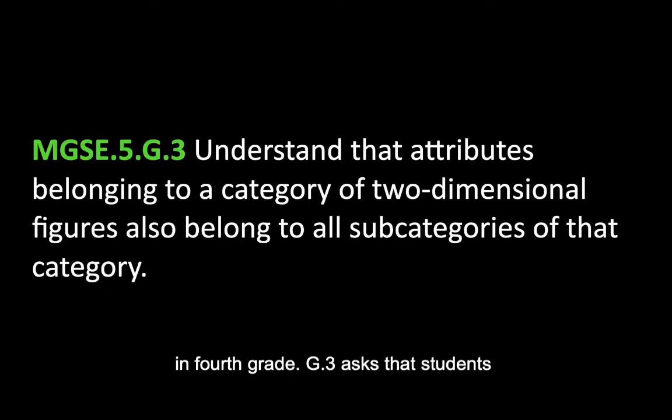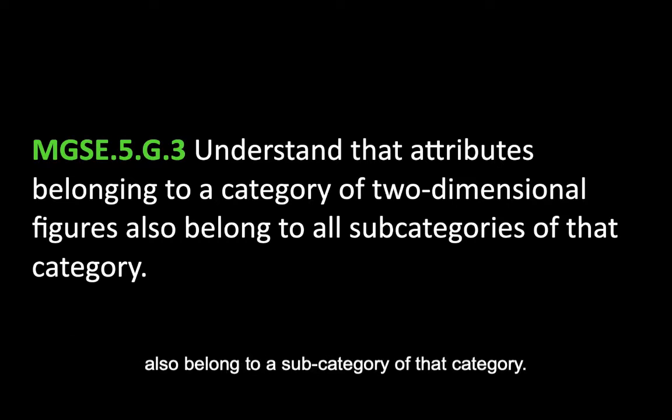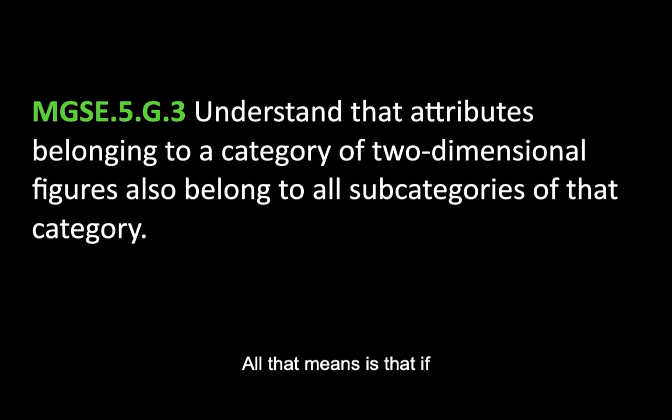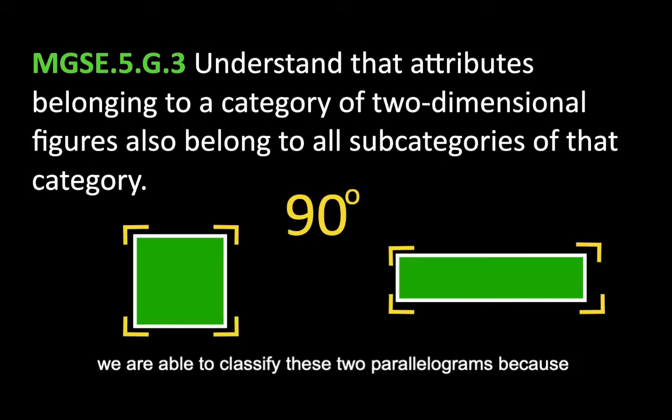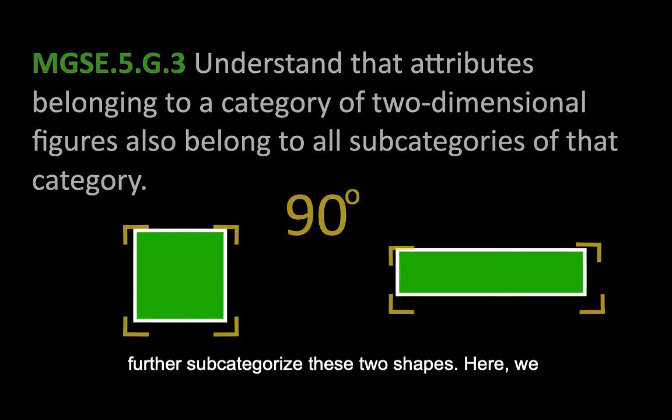G3 asks that students understand that attributes belonging to a category of two-dimensional figures also belong to a subcategory of that category. All that means is that if we are able to classify these two parallelograms because they have 90 degrees, well, we can also go ahead and further subcategorize these two shapes.